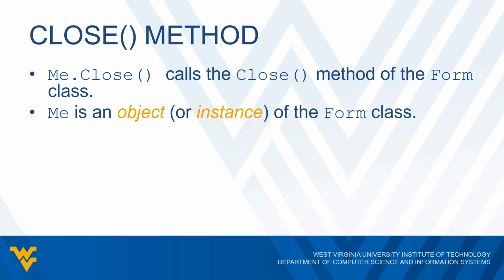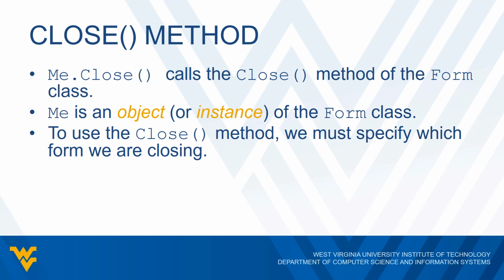So what this means is if we want to use the close method, we have to specify which form we're closing. Our program may have like 5 or 6 different forms, and if I just entered close, which one do I close? Do I close the first one? Do I close all of them? So we have to specify. Just like if we have a method of some class, we have to specify which object of that class we were invoking that method on.